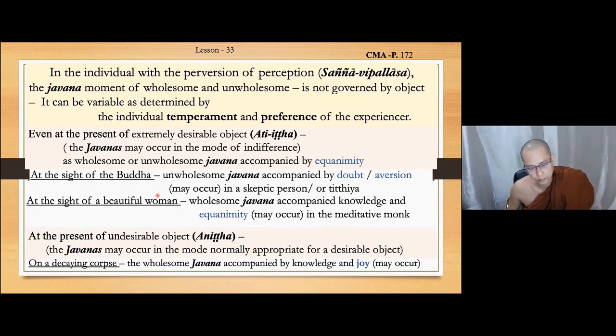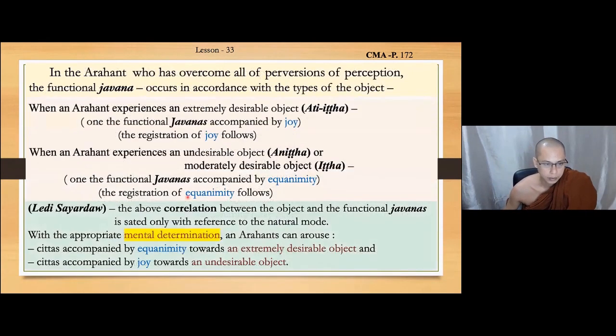So here, this slide was already studied in lesson 33. If you need to review, you can check lesson 33. And here, this slide shows after the functional jhana. So after the functional jhana, the same type of feeling of registration follows the functional jhana. So joyful jhana is accompanied by joyful registration.